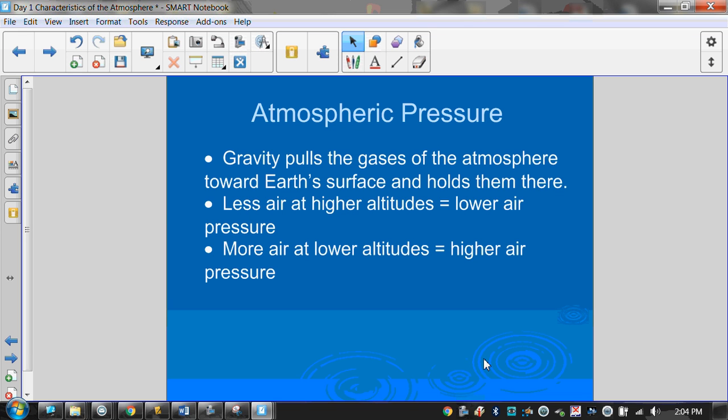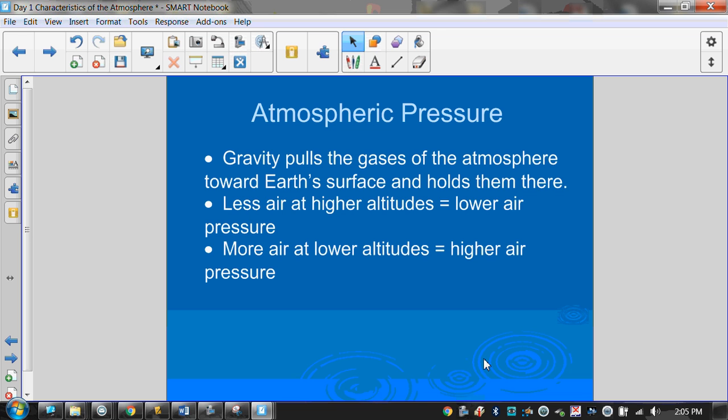So where those things balance out is our atmospheric pressure. So the amount of atmospheric pressure is greater as you are down at lower altitudes. So the closer you are to the surface of the planet, where gravity is the greatest, it's going to pull more on the air down there.